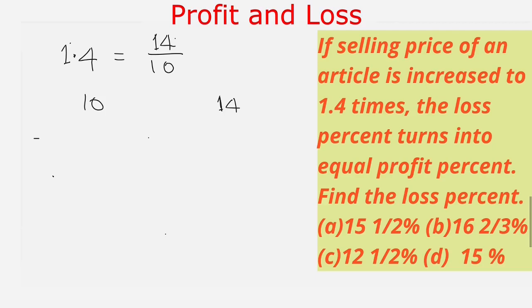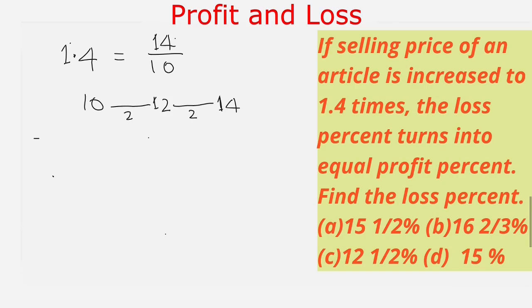Now what should be our cost price? The cost price must be 12, because as the loss and profit percent is the same, it means that the cost price must be 12, so that it is in between 10 and 14. So earlier there was a loss of 2 and now there is a profit of 2.